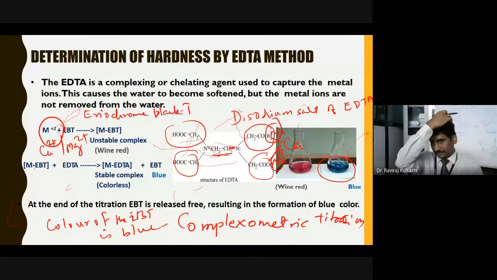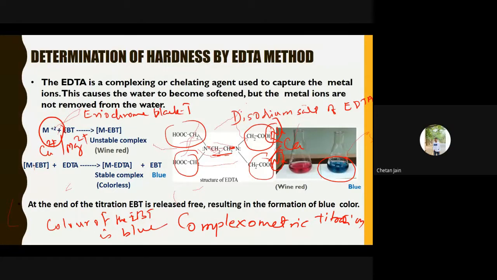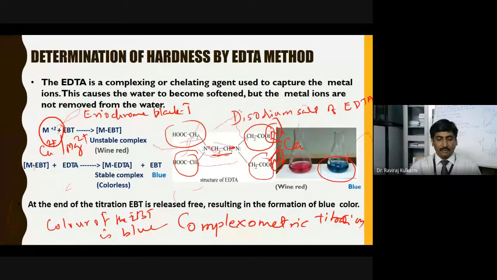So what is the color of the indicator here? Blue. When I pipette out 25 cc of hard water sample, the water sample is from your well or your bore well. We collect the water sample and pipette out 25 cc of that sample into a clean conical flask. To that, I'm adding 5 ml of buffer solution.